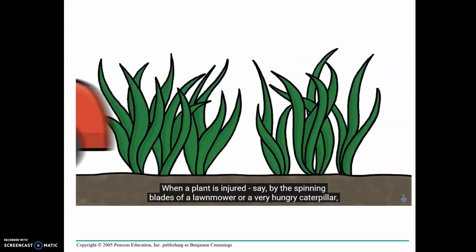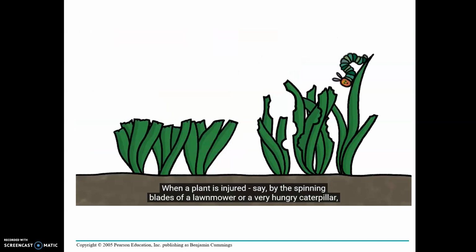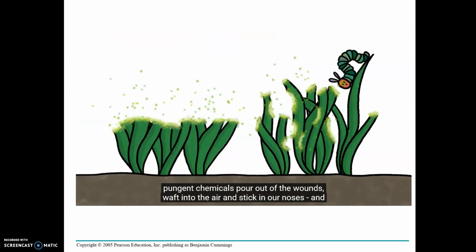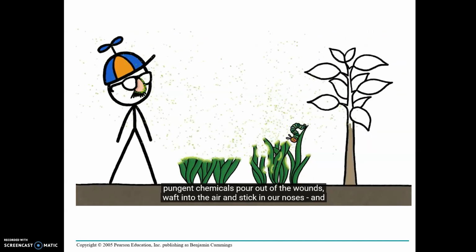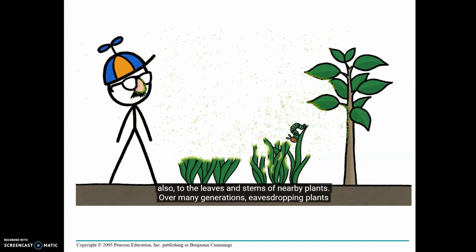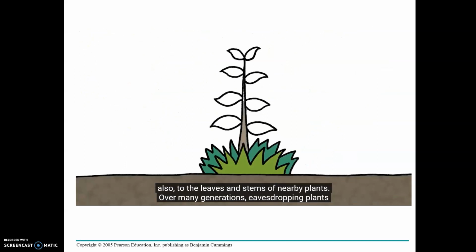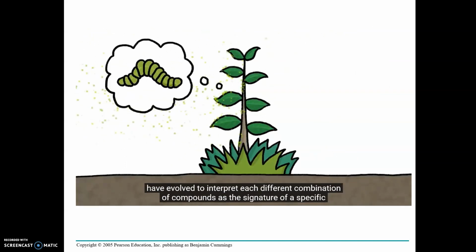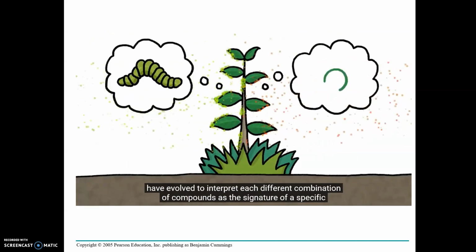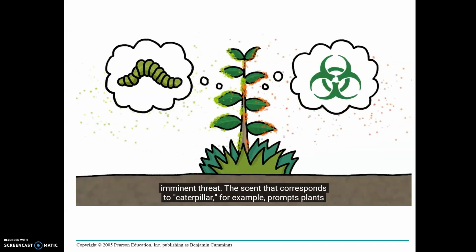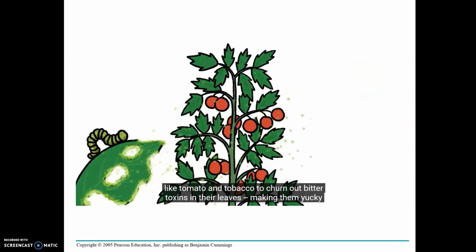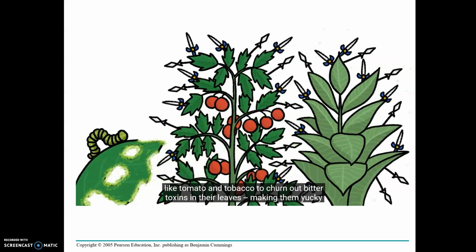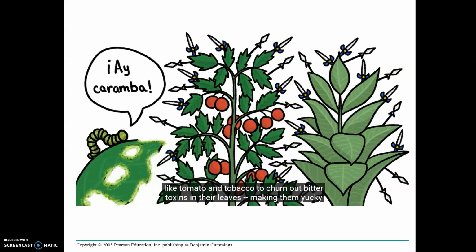When a plant is injured, say by the spinning blades of a lawnmower or a very hungry caterpillar, pungent chemicals pour out of the wounds, waft into the air, and stick in our noses, and also to the leaves and stems of nearby plants. Over many generations, eavesdropping plants have evolved to interpret each different combination of compounds as the signature of a specific imminent threat. The scent that corresponds to caterpillar, for example, prompts plants like tomato and tobacco to churn out bitter toxins in their leaves, making them yucky.